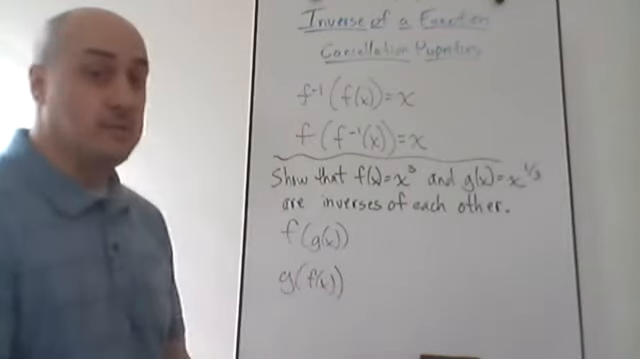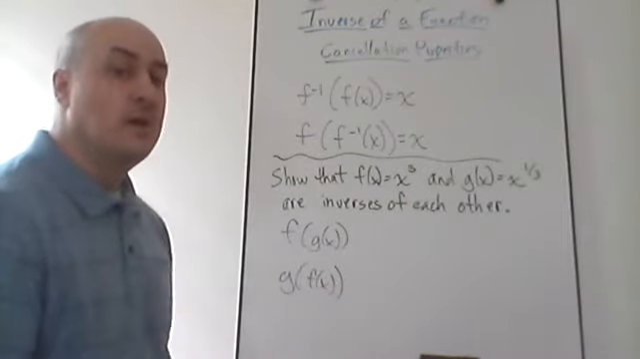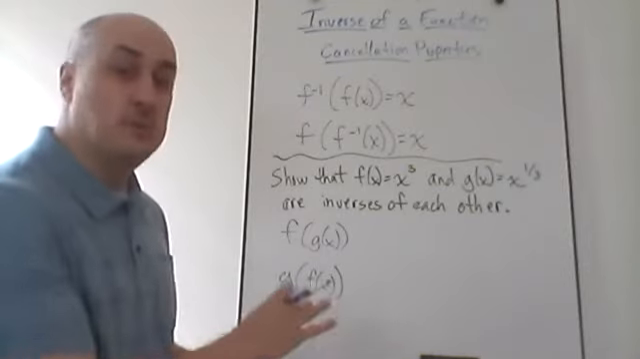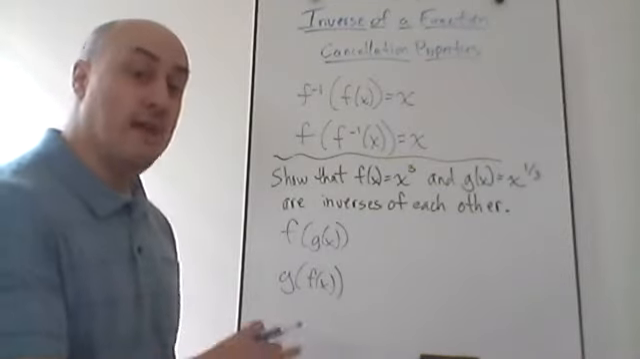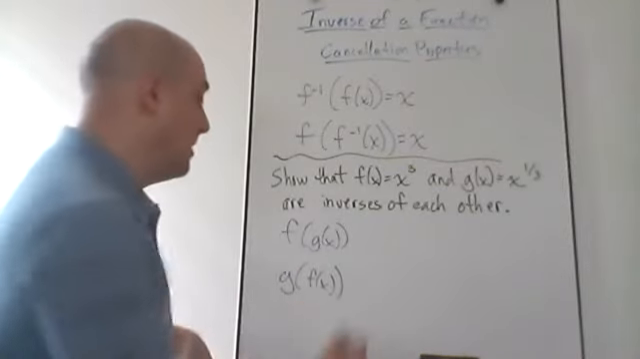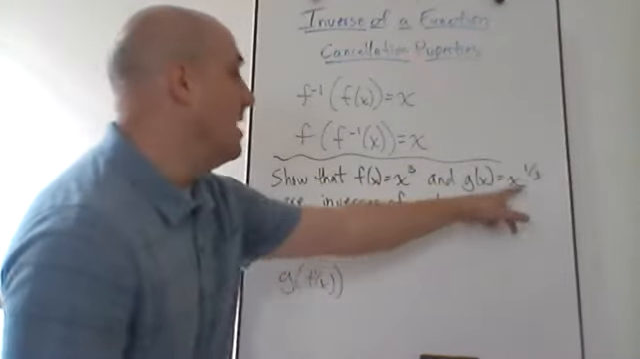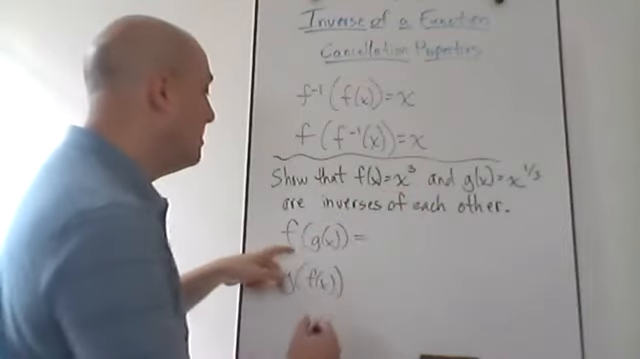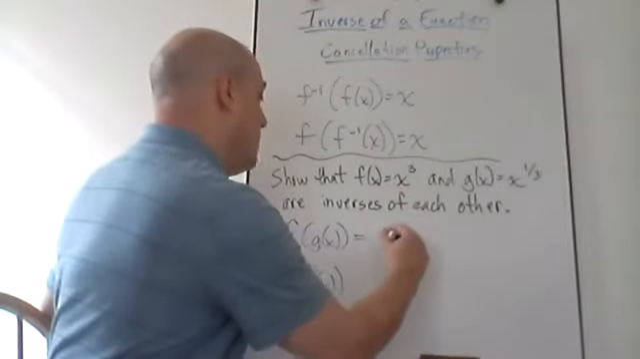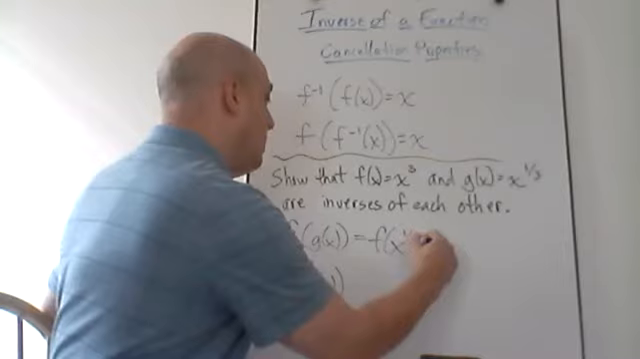And again, if you haven't watched the video that I did on composition of functions, if you don't know how to do a composition of functions, you might want to pause this and watch that video so that you understand what we're doing here. But when you're doing a composition of functions, basically you're taking one function and using that as the input to the other function. So f of g of x is going to be f of x to the 1/3 power.